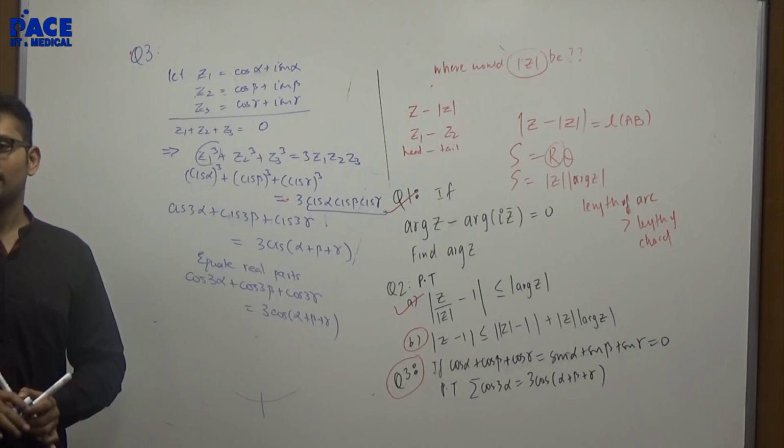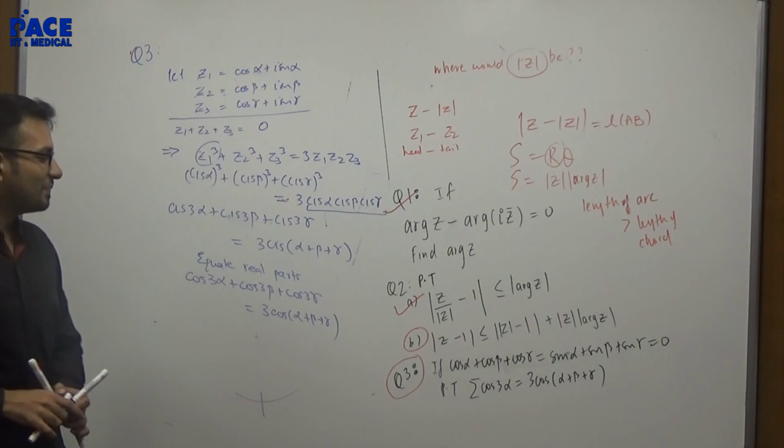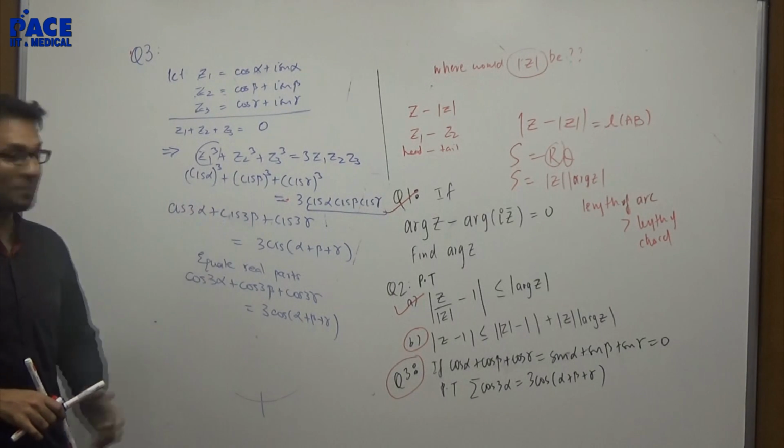I'll do it, but I don't want to do it actually. मन नहीं कर रहा है. Complex numbers is the best. ठीक है.